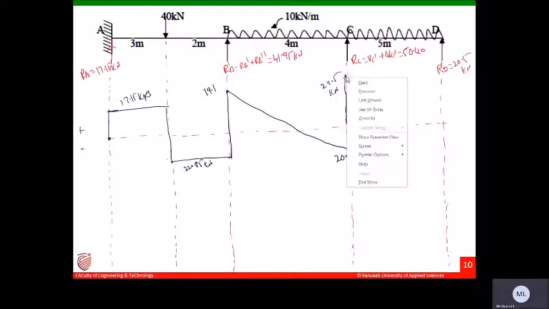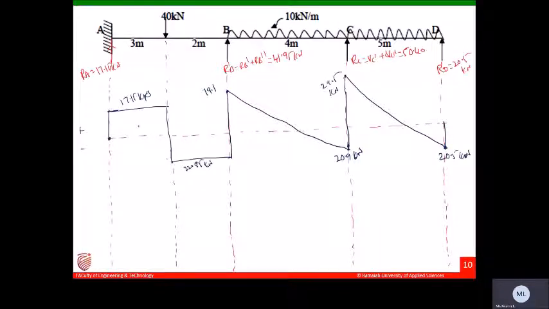So this is around 20. It's also 20. 20.5, minus 20.5 plus 20.5, 0, like this. So I started with the 0, I have to end with the zero. This is plus, this is minus, this is plus, and this is minus, plus, and this is minus. Okay, this is how we need to draw the shear force diagram.